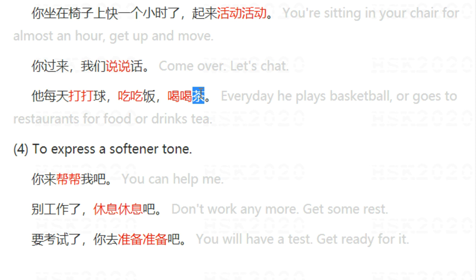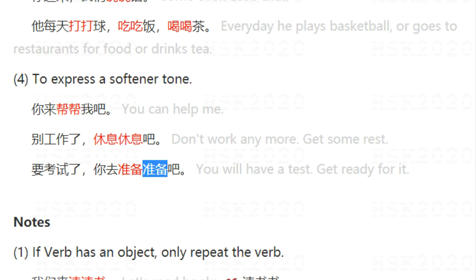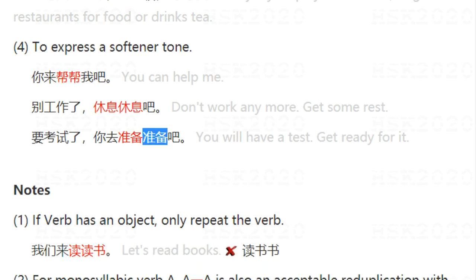Beautiful life. So the fourth reason why we use reduplication is to express a softer tone. The tone is much softer. For example, 你来帮我. But if you say 你来帮帮我吧, it's much softer. Can you help me? 别工作了，休息休息吧。Don't work anymore. Get some rest. 要考试了，你去准备准备吧。You will have a test, get ready for that. 准备准备吧。So those are the reasons why we have verb reduplication.